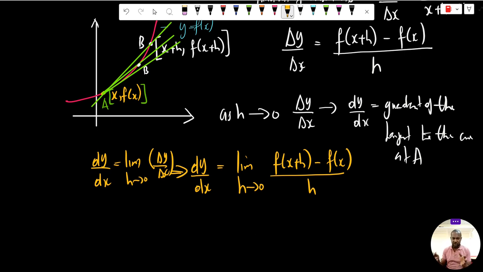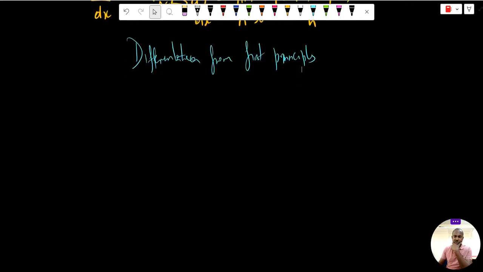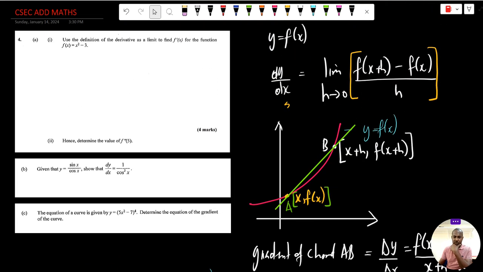Now, this question didn't really require the graphical explanation. It just required you to be able to use the definition of the limit to find the first derivative. And of course, this process is what we call differentiating from first principles. So this process of using the limit to find the derivative is what we call differentiation from first principles, right? And you can differentiate almost any function using it, but it gets more complicated as the function gets more complicated, all right? So let's go and apply this now to the particular question.